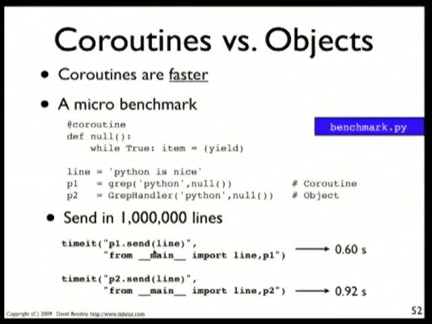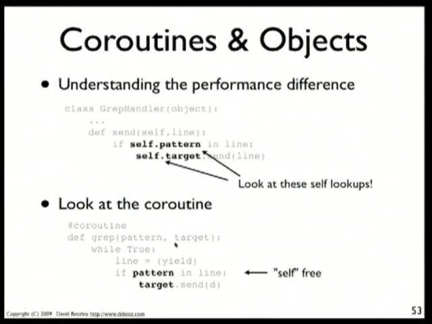And as just another follow-up to that, it turns out that coroutines execute pretty quickly as well. This is a little benchmark that I did where I sent 1 million lines of text into an object like I had defined versus sending it into a coroutine. You can see there's a fairly substantial performance difference. The coroutine version is 0.6 seconds, and the object one is 0.9 seconds. The difference comes from the fact that if you're in a coroutine, you don't have any of these self lookups like you would have on an object. Basically, you're omitting a whole get attribute operation. You're saving a little bit of time there.